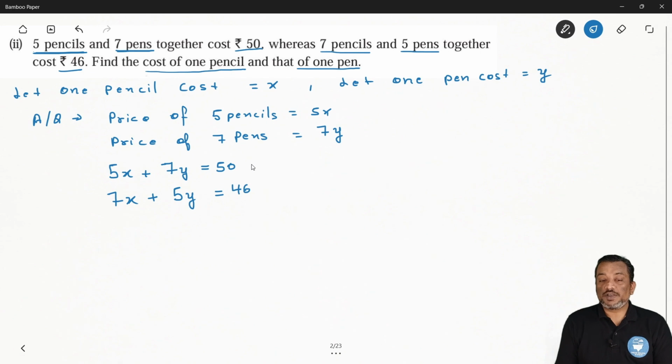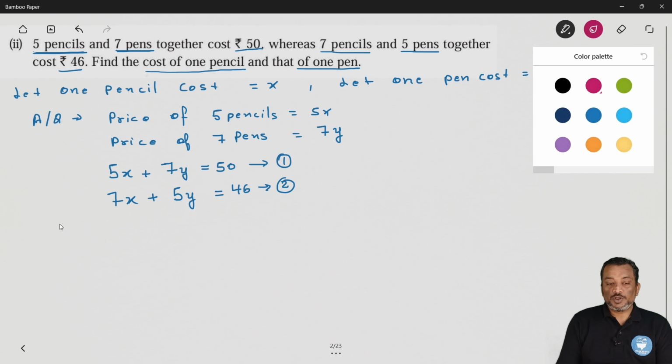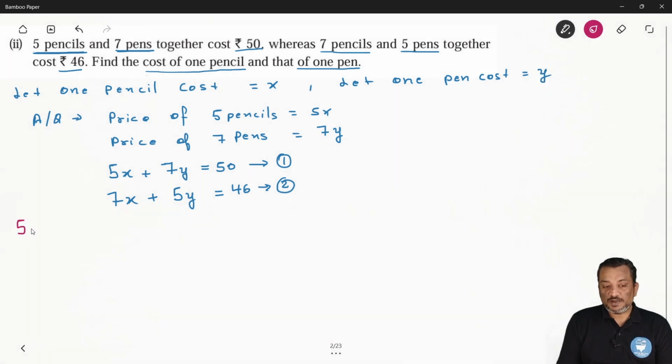So now you can say you got the two equations, first equation and second equation. Now we have to find their solution set. Then we will draw the graph. Okay, clear? So let me take the first equation. So our first equation is 5x plus 7y is equal to 50. Okay, so again we will take two solution sets for both of them.